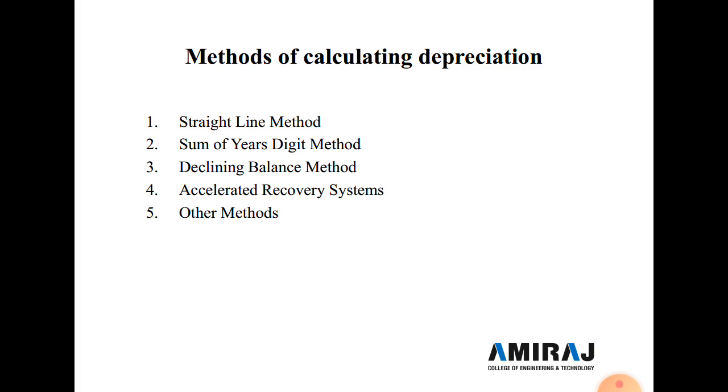Now the fourth method is the accelerated recovery system. It is also a sinking fund method. In this method, depreciation of the book value decreases at an increasing rate with respect to the life of the property or equipment. The loss of value of the property is made available as the cumulative depreciation amount at the end of the life of the property, with an equal depreciation amount at the end of each year or period during the lifetime of the property. So it is an accelerated recovery system method.